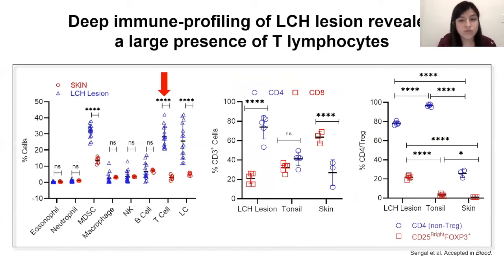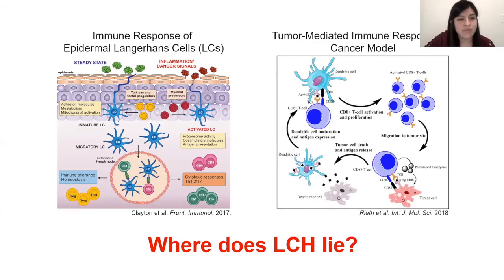So here are two different models of immune response. In healthy skin, epidermal Langerhans cells, which are antigen-presenting cells, are able to activate T cells in an antigen-dependent manner. In various cancers, we see there is a tumor-mediated immune response in which antigen-presenting cells are able to present tumor-derived antigens. LCH is quite unique because the pathologic cells themselves are antigen-presenting cells. We want to understand if and how the pathologic cells interact with T cells.